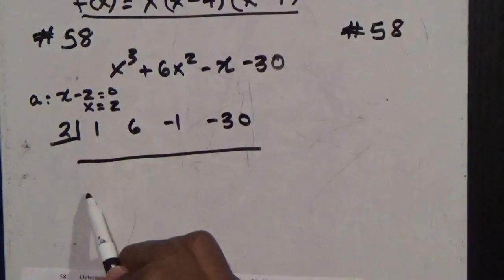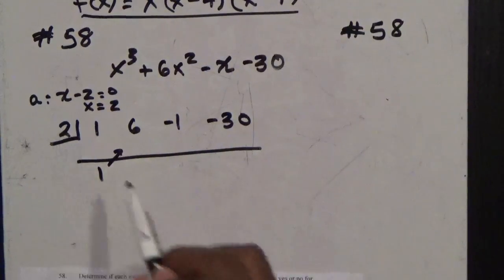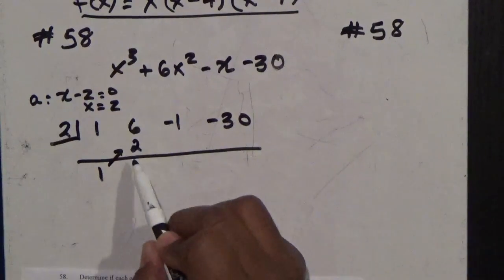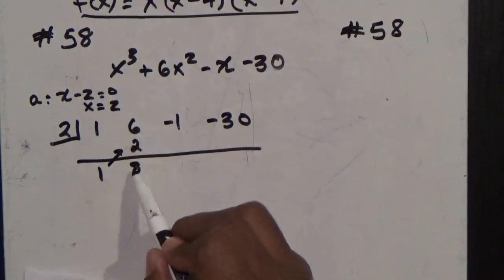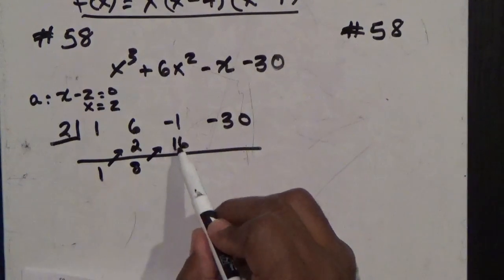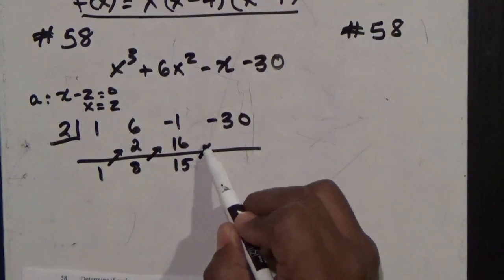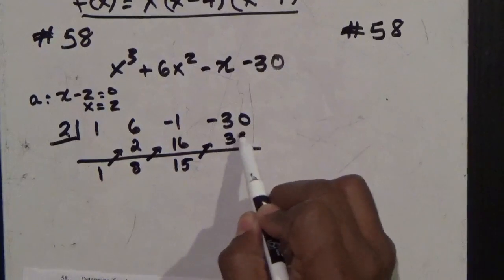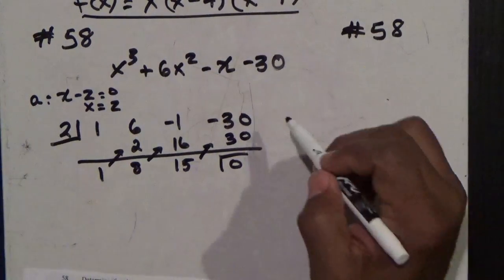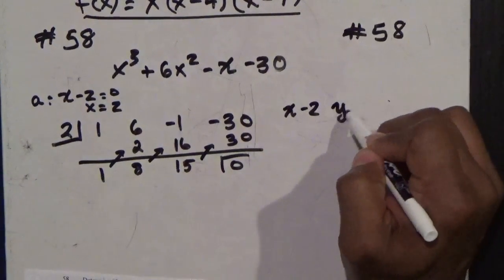As we go down, we combine. So we bring our 1 down. As we go up diagonally, we want to multiply by the value we're using. So 1 times 2 is 2. That's 8. As we add up diagonally, that's 16. Add, this is 15. Multiply by 2 as we go diagonally, that's 30. And we end up with a remainder of 0. So x minus 2 is yes.